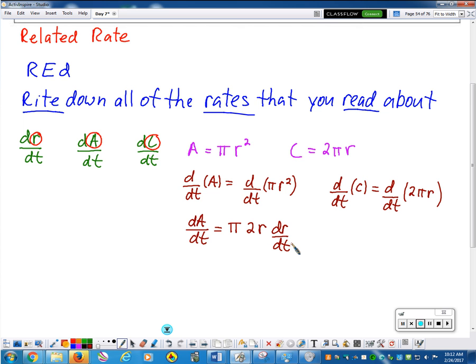Please, Sarah. Can't take out the 2 pi. So this side is just dC/dt. We'll have the 2 pi, which is a constant, and then it's just dr over dt. Take it for Sarah.